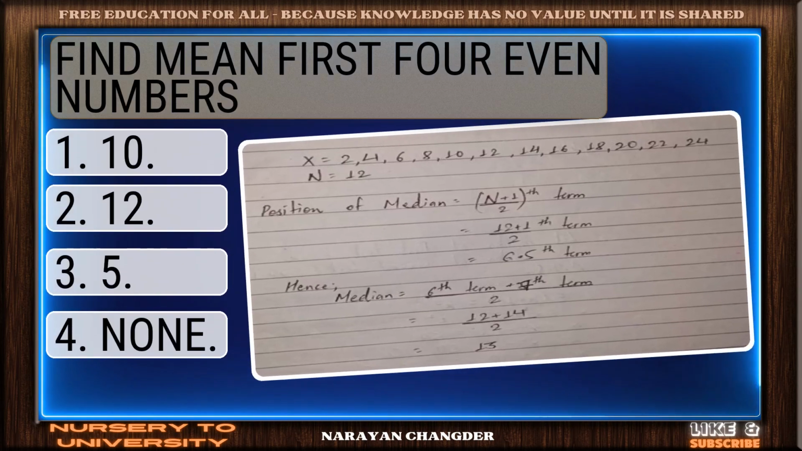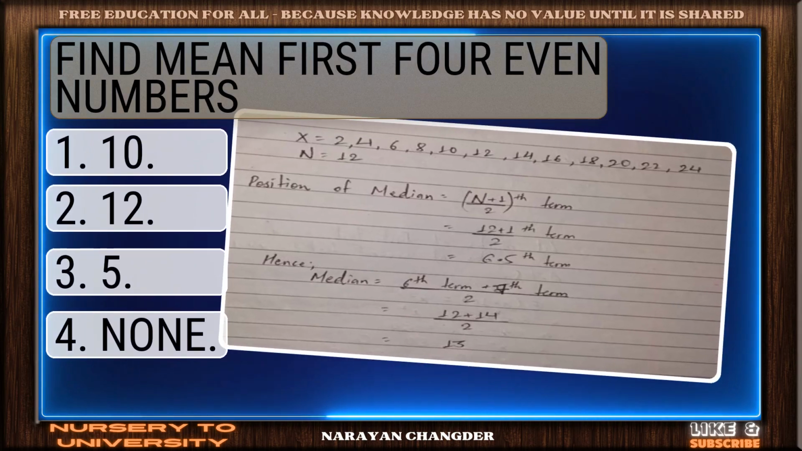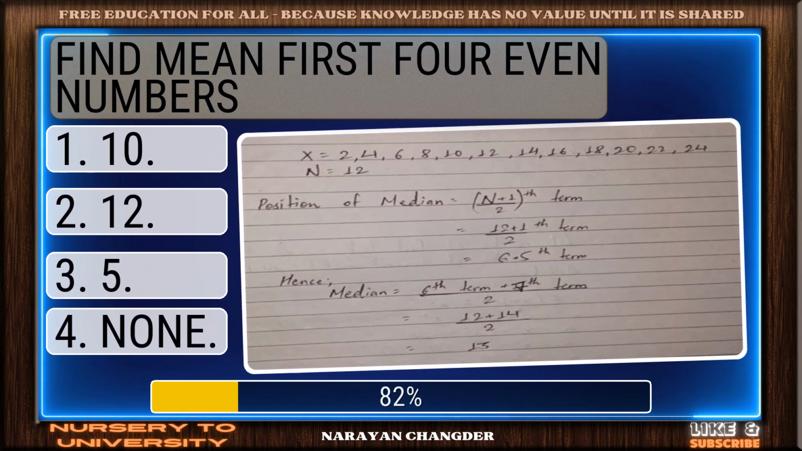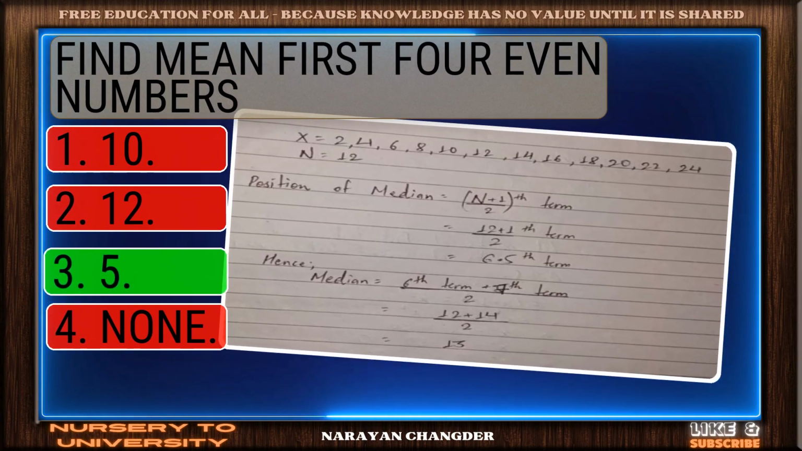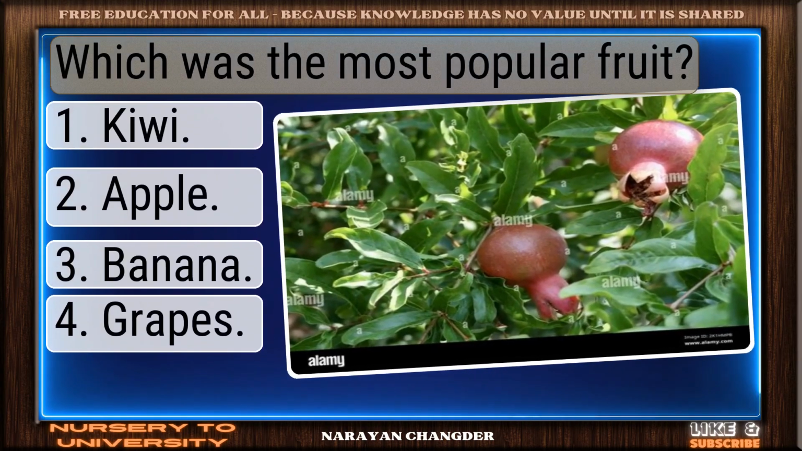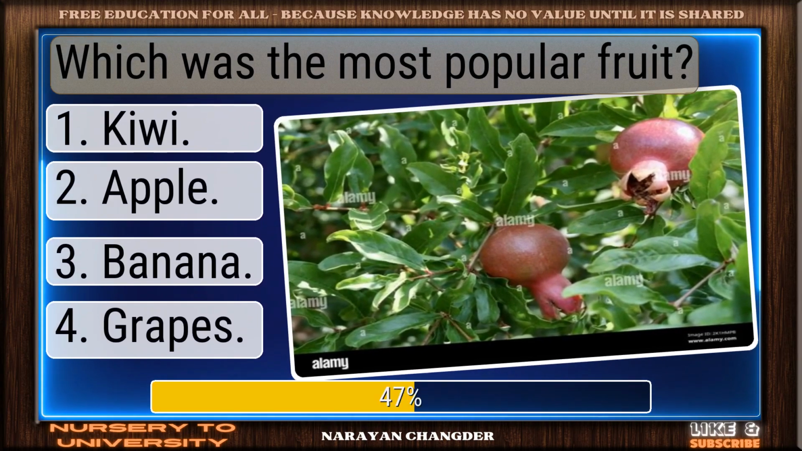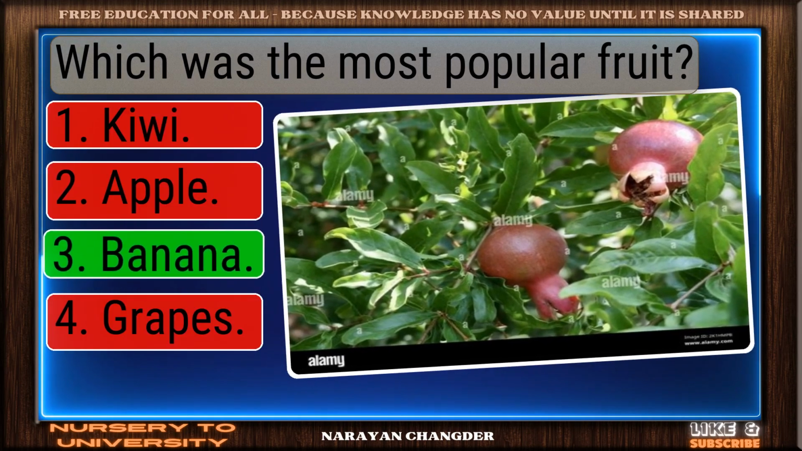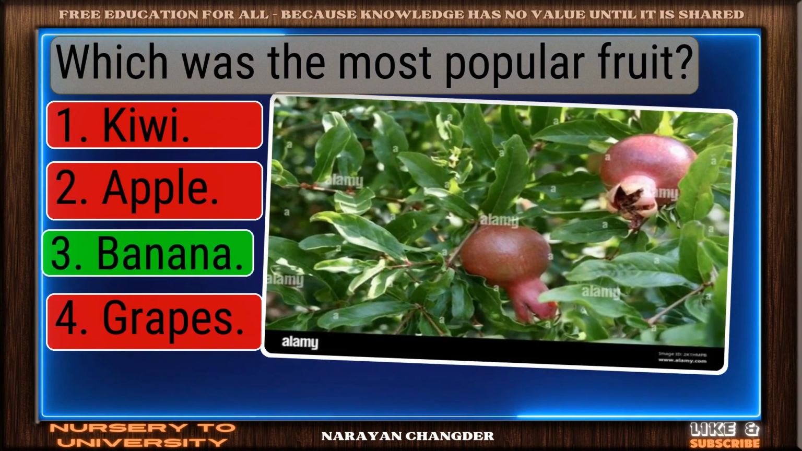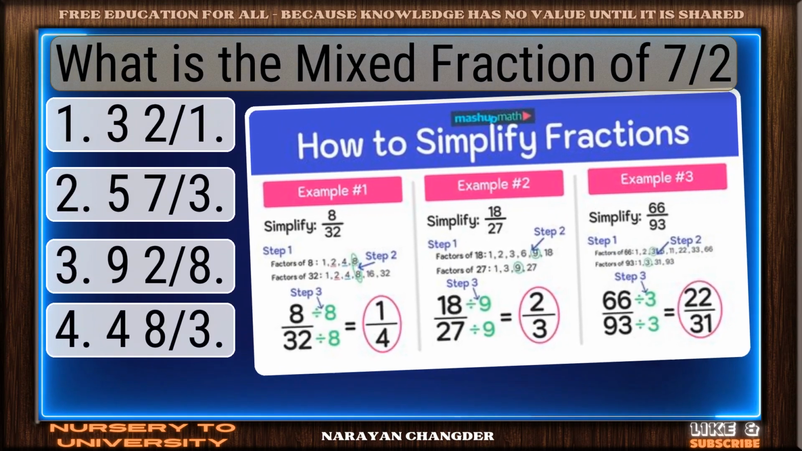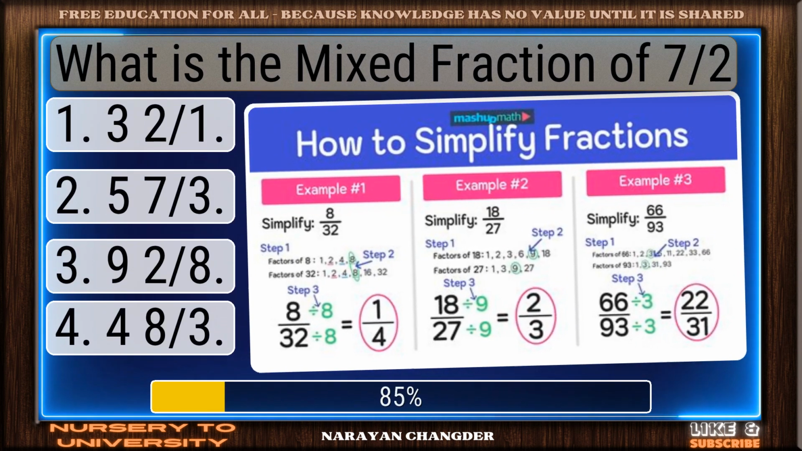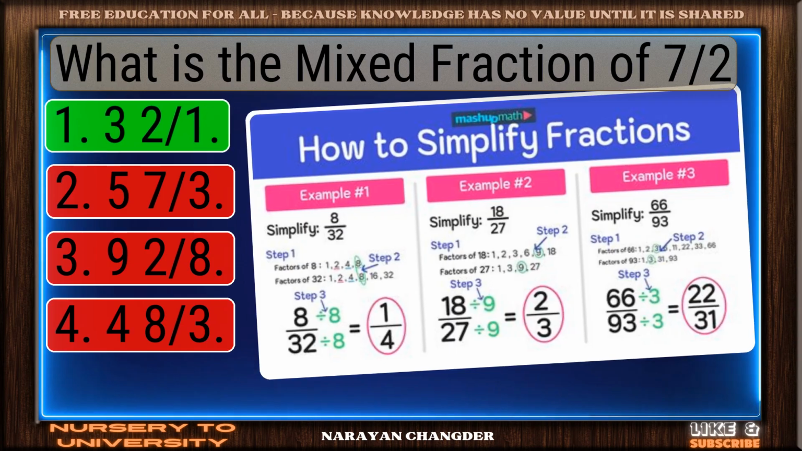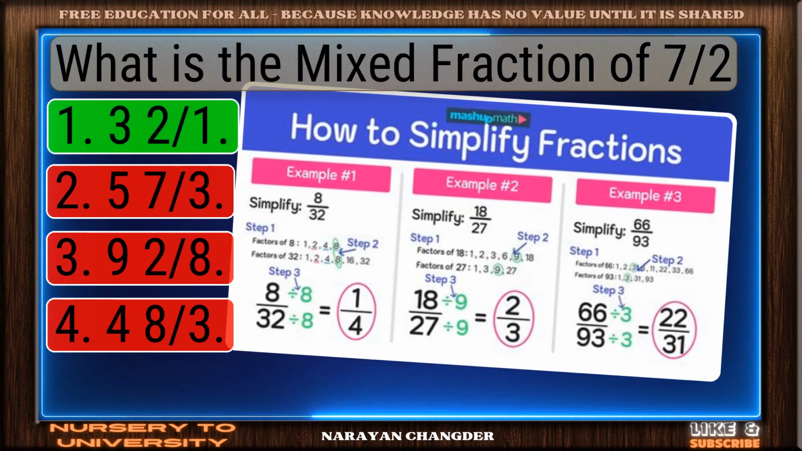Question number 254. Find mean first 4 even numbers. Smart move. 5 is an accurate answer. Question number 255. Which was the most popular fruit? Correct. Banana is the right answer. Question number 256. What is the mixed fraction of 7/2? Right again. 3 1/2 is a valid answer.